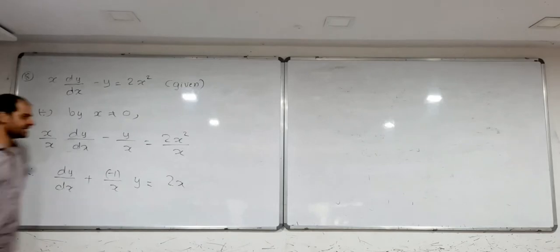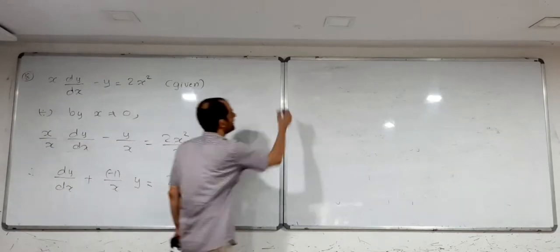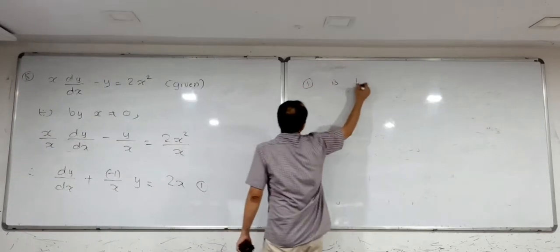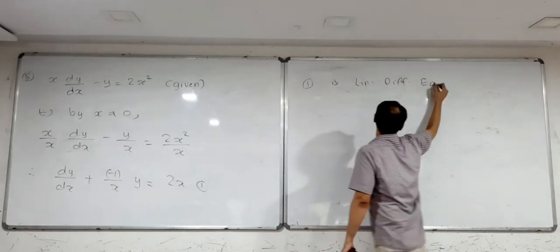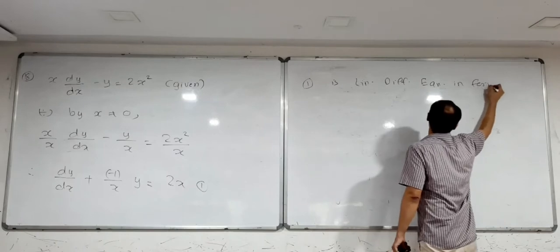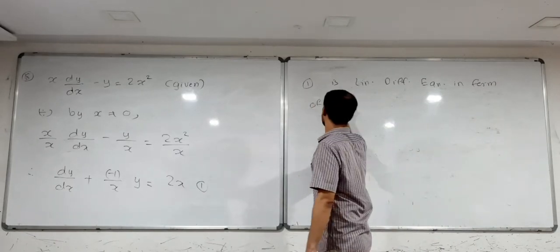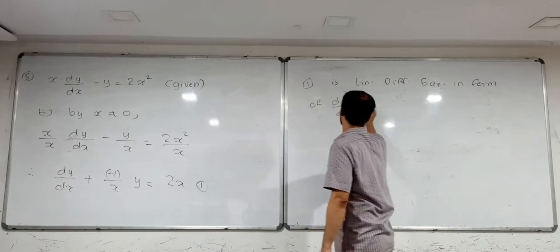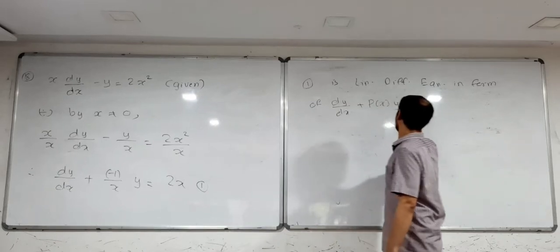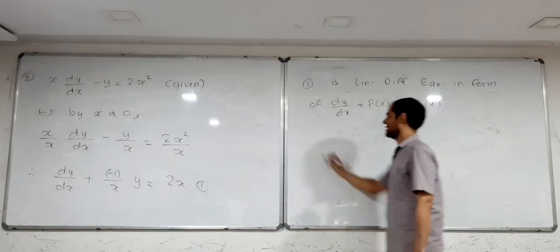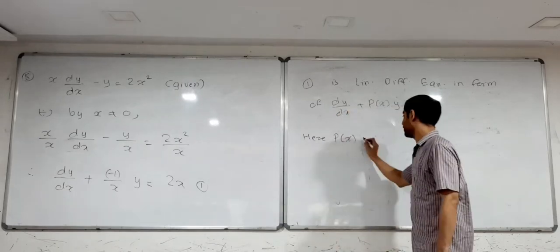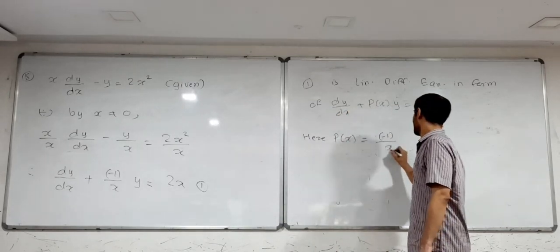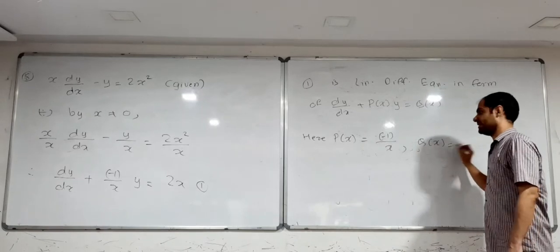So this is a linear differential equation in the form dy by dx plus p of x into y is equal to q of x. So here, what is p of x? We only need to find the integrating factor. p of x is minus 1 by x, q of x is 2x.